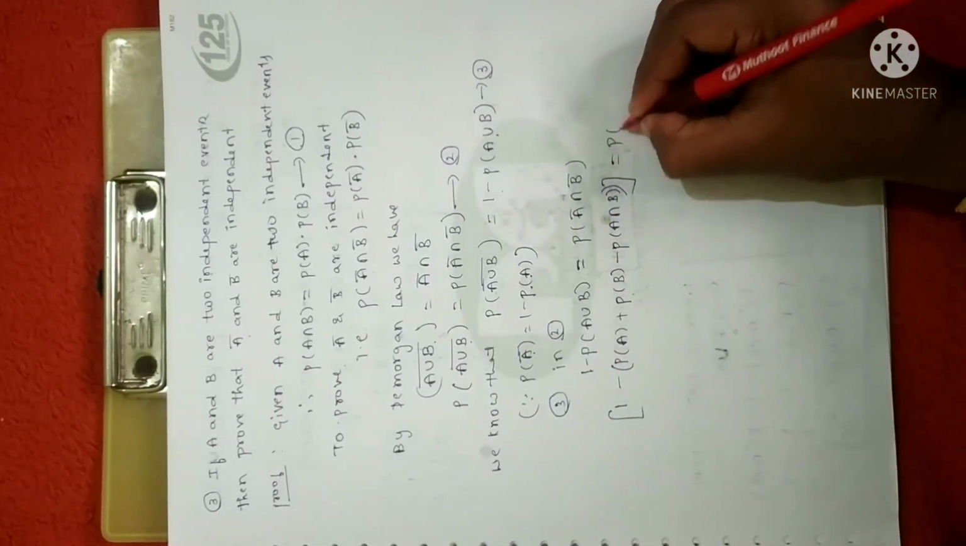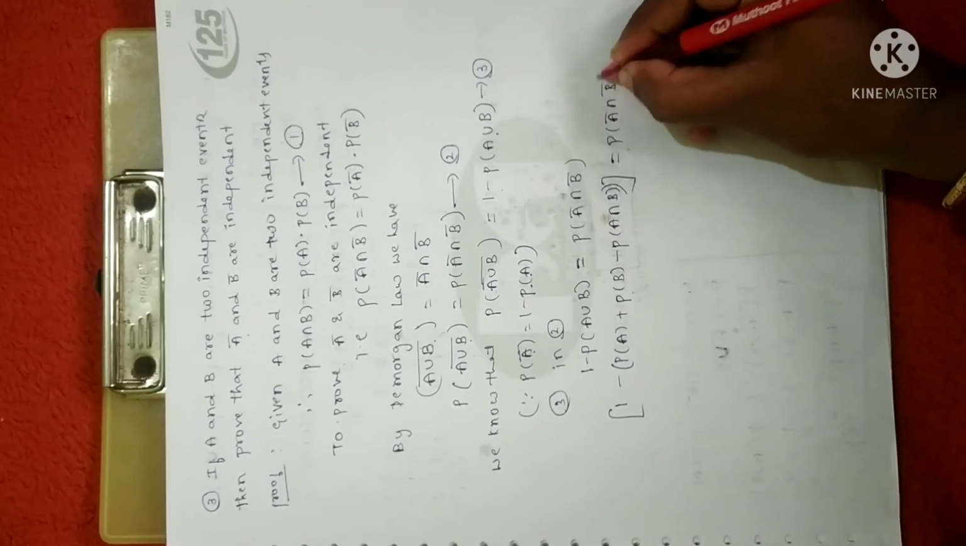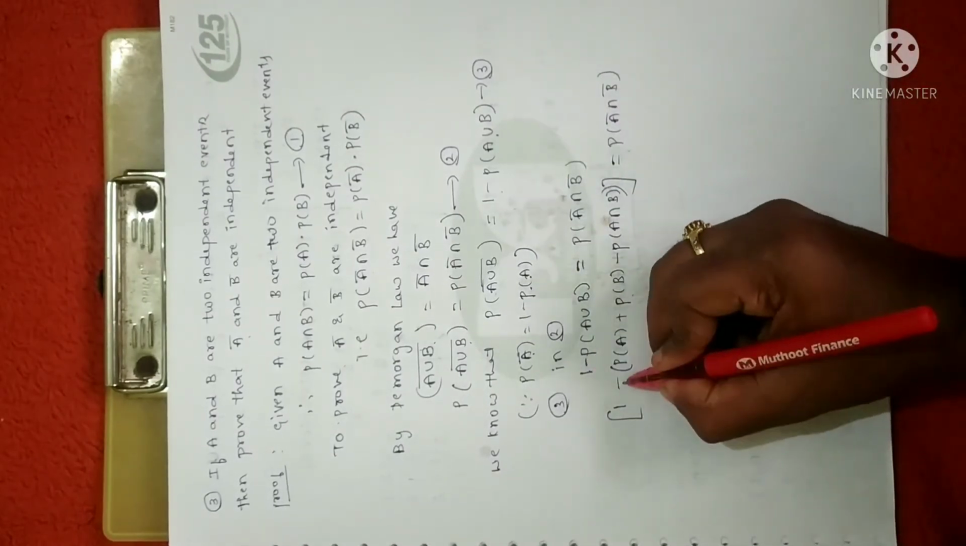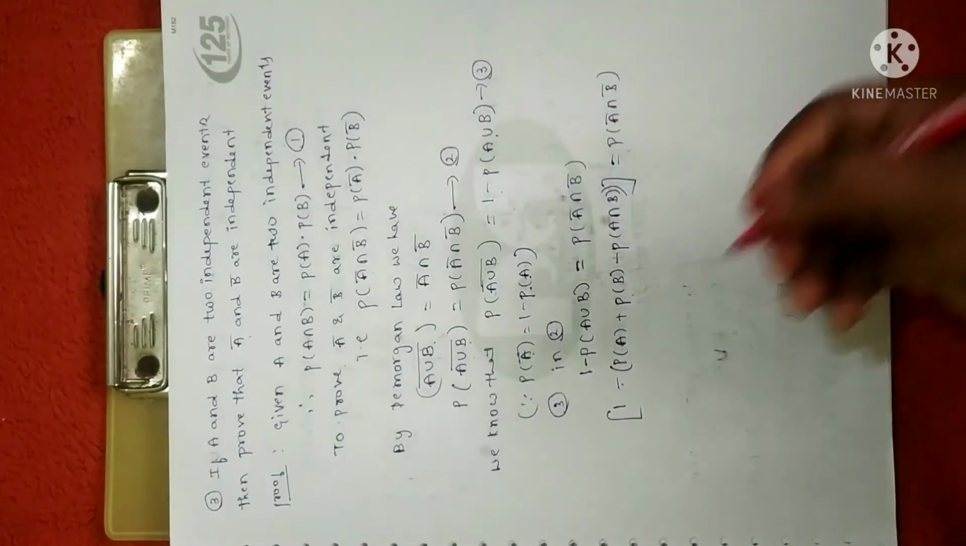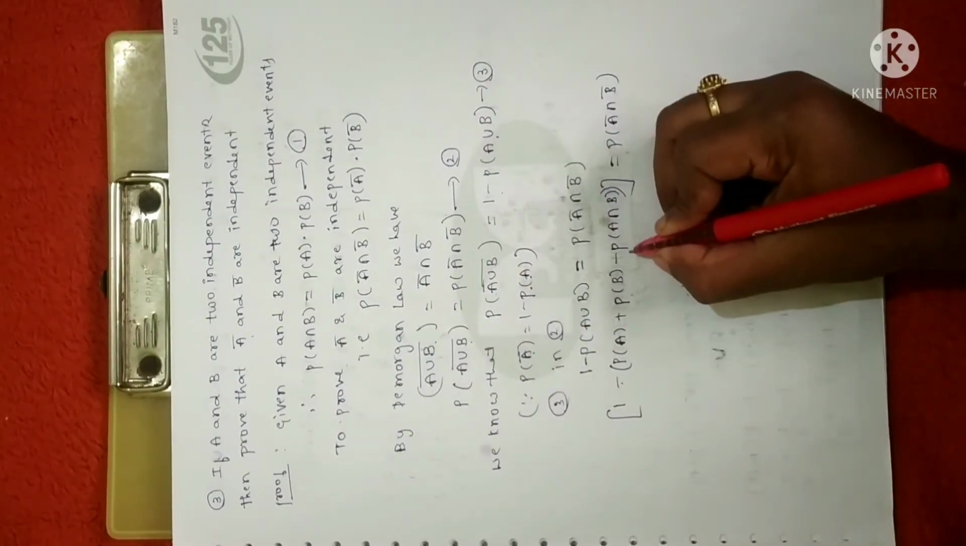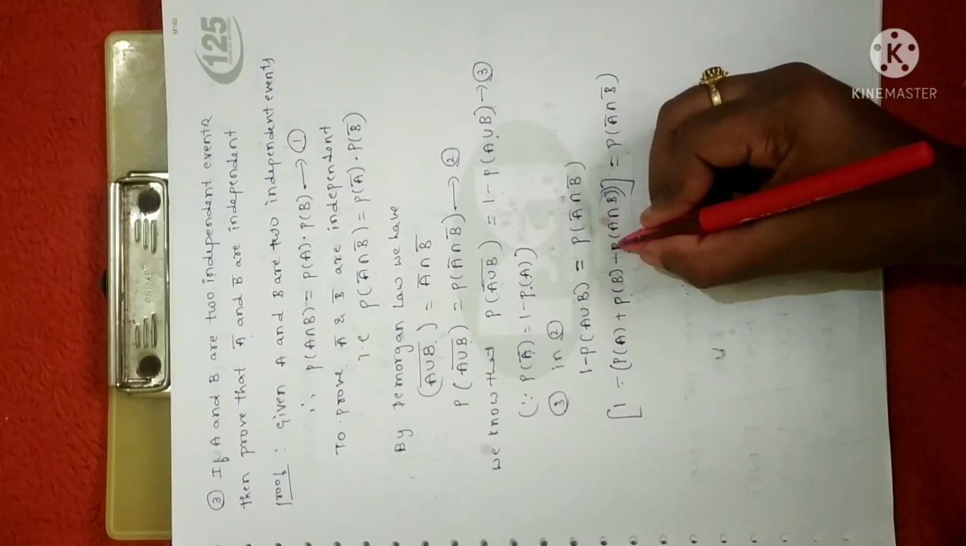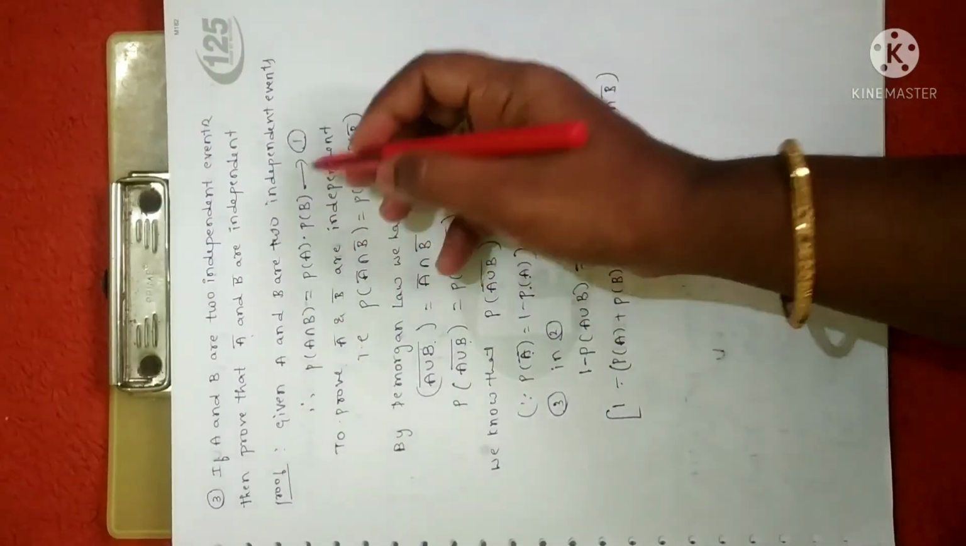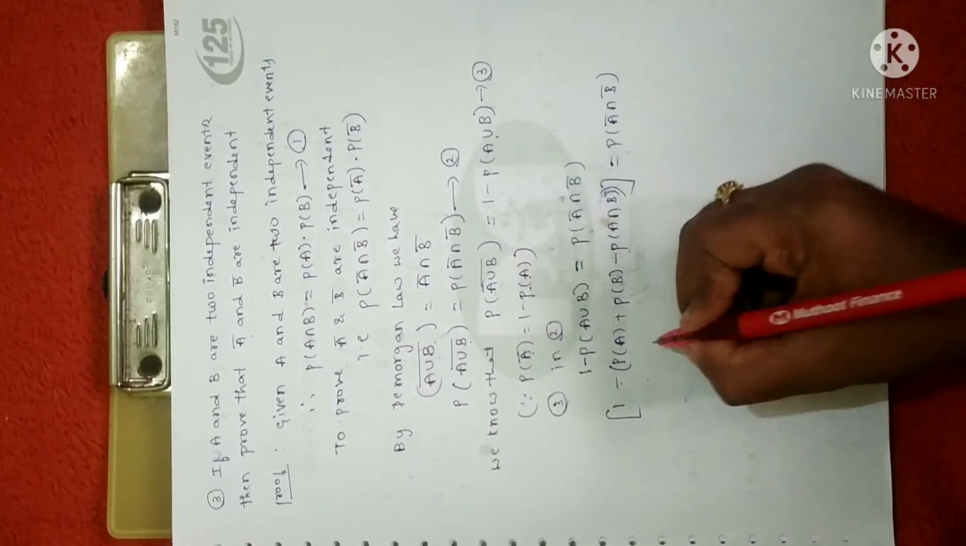...which is equal to P of A bar intersection B bar. Remember, while putting the bracket you have to take care. Why? Because you have a minus sign here. Clear? Now let me multiply inside. Before that, I can replace P of A intersection B by using equation 1.